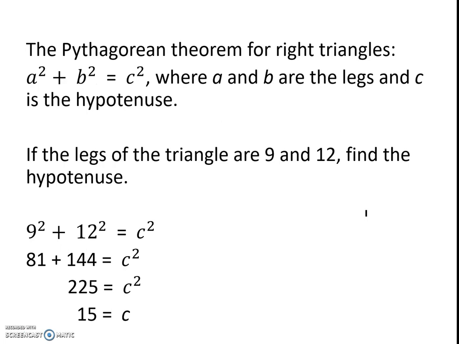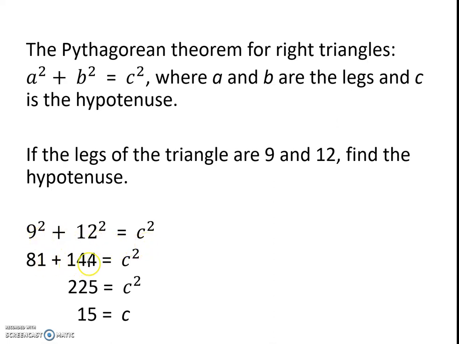Our next information is the Pythagorean theorem, and it's good for right triangles. It is a squared plus b squared equals c squared, where a and b are the legs of our right triangle, and c is the hypotenuse. So if we're given the legs of the triangle are 9 and 12, and to find the hypotenuse, we just plug it in that nice formula, and we get 9 squared plus 12 squared equals c squared.